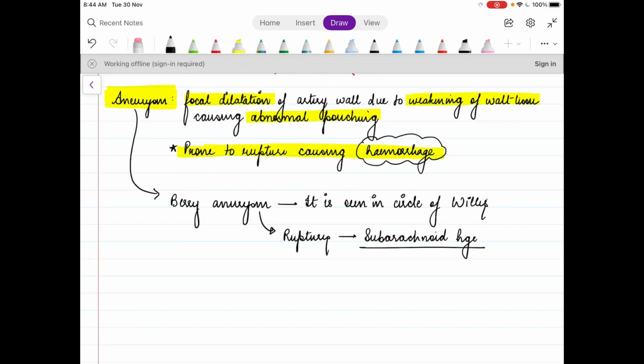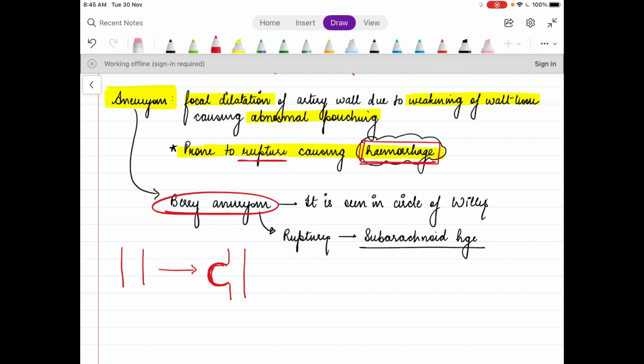Now I'll be discussing aneurysm. But what is aneurysm? Aneurysm is a focal dilatation of the arterial wall because of the weakening of the wall tissue causing an abnormal pouching. This is how a normal arterial wall looks like. But aneurysm happens when there is a weakening and thus there is a focal dilatation of the vascular wall causing abnormal outpouching, and this abnormal outpouching is known as aneurysm. This abnormal outpouching is prone to rupture and hence can cause a very serious and life-threatening hemorrhage.